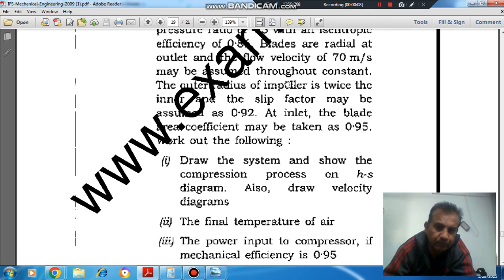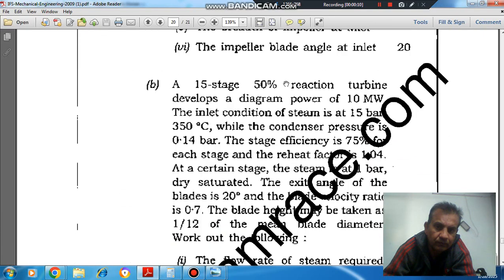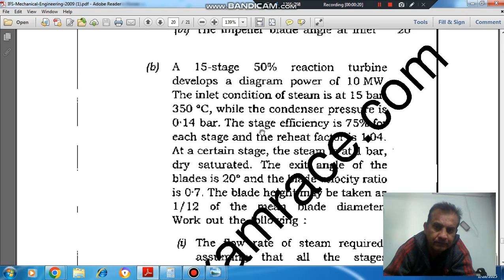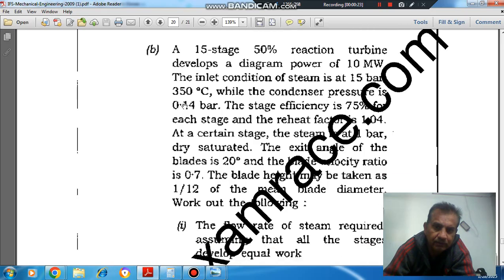Question number 7b is: a 15 stage 50% reaction turbine develops a power of 10 megawatt. The inlet condition of steam is 15 bar, 300 degrees Celsius, while the condenser pressure is 0.14 bar. The stage efficiency is 75% for each stage and the reheat factor is 1.04.